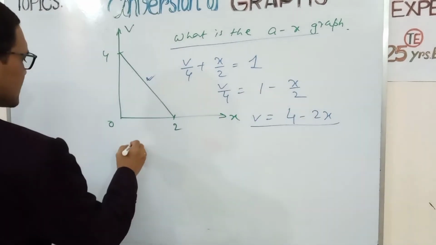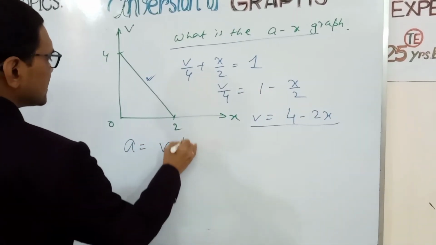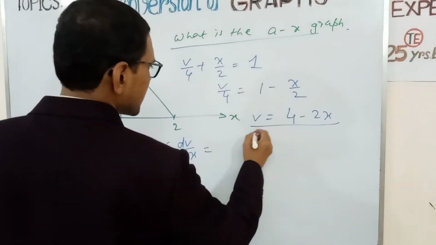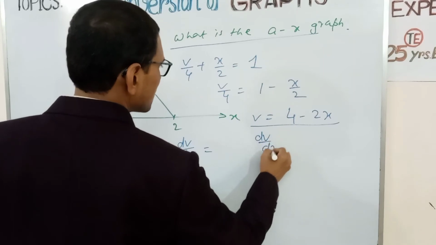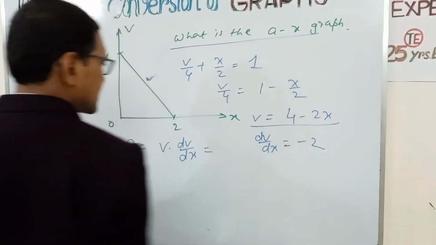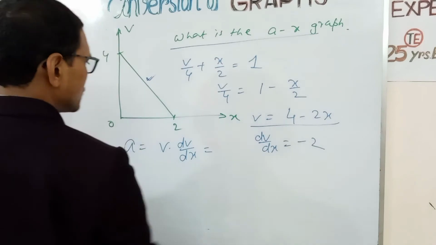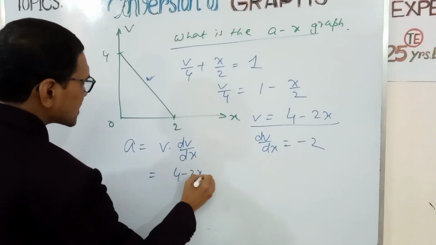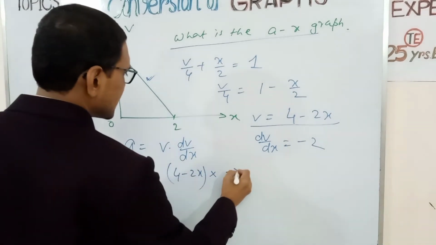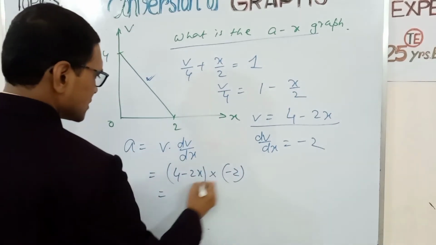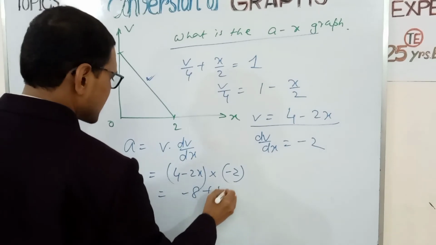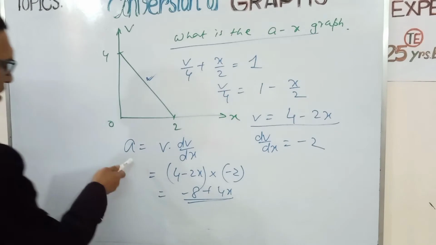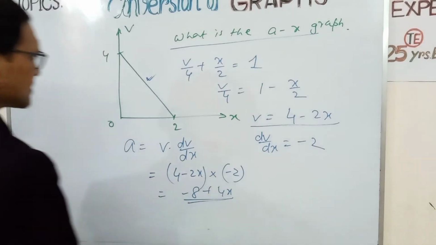Now what is the acceleration? We know acceleration equal to v dv by dx. So what is dv by dx here? dv by dx equal to minus 2. Now v equal to 4 minus 2x, into dv by dx, that is minus 2, which is equal to minus 8 plus 4x. So this is the acceleration with x equation. This is the equation of a and x.